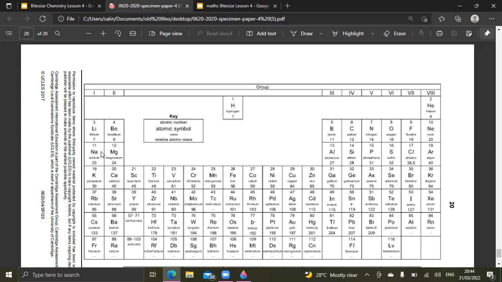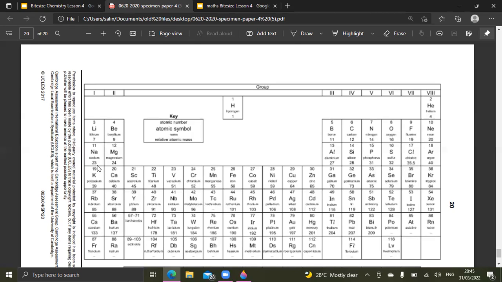You can unmute your mic. Can you tell me, any one of you? What's the atomic number for sodium here? 11. 11, Mabruk, MashaAllah. What's the mass number for sodium? 23, Mabruk. You see how easy this is.